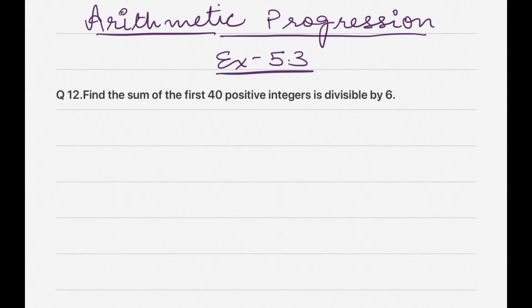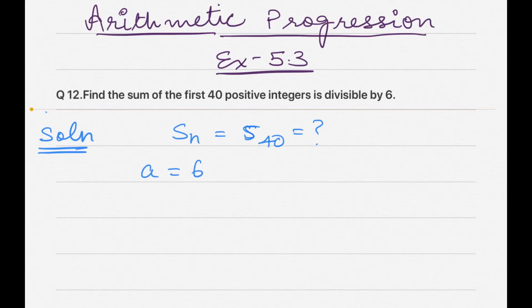Question number 12 says, find the sum of the first 40 positive integers divisible by 6. Okay, let's see. What will be my first 40 positive integers which are divisible by 6? So I know I have to find Sn, or I can write it as S40. Basically I have to find the sum of 40 terms, right? And what are my terms? They are divisible by 6, so n is 40. And my first term would be 6, right?